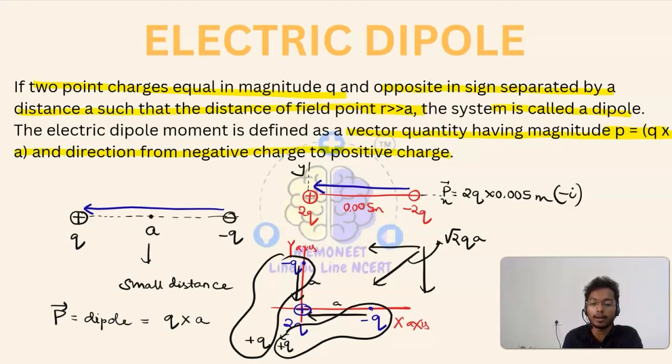If we write it according to the vector, we write this component and this component: q a minus i cap plus q into a minus j cap. This will be the dipole moment vector. This is how we can solve these dipole moment questions.